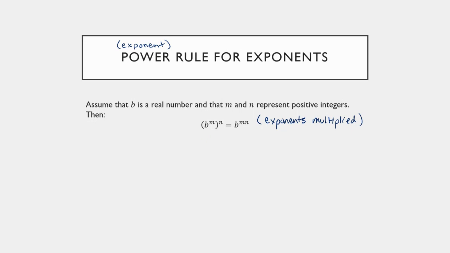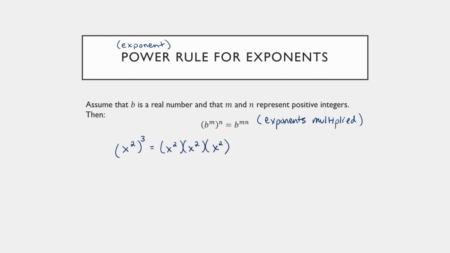Now, to sort of explain why this works, let's say I have x squared, and then I have another exponent outside of it. So it's x squared and then cubed. The outer exponent is saying that we are multiplying x squared 3 times. So that's what that outer exponent says.